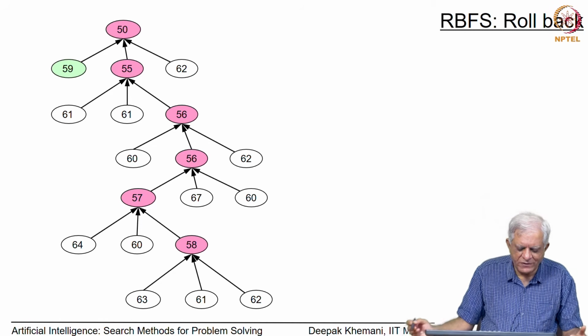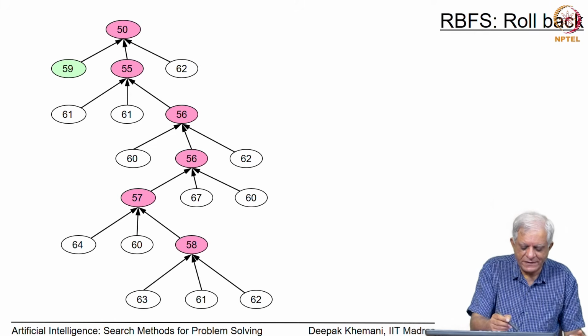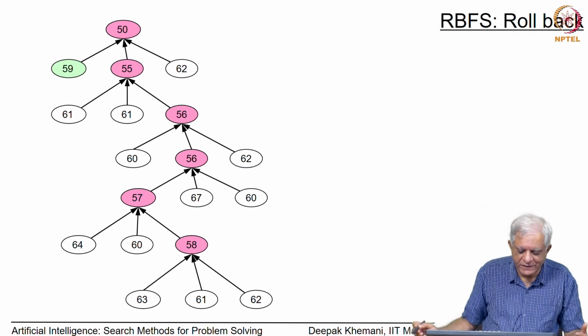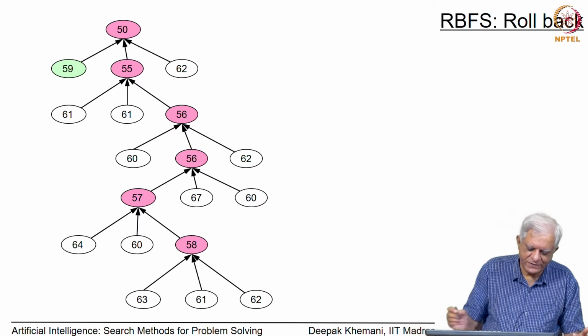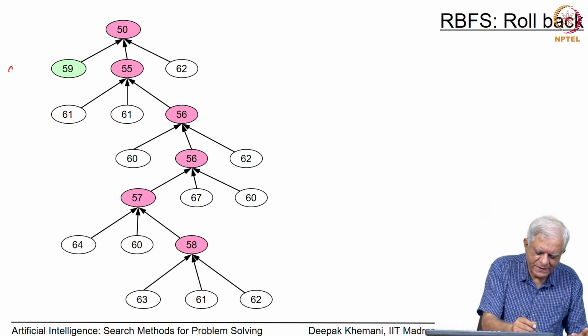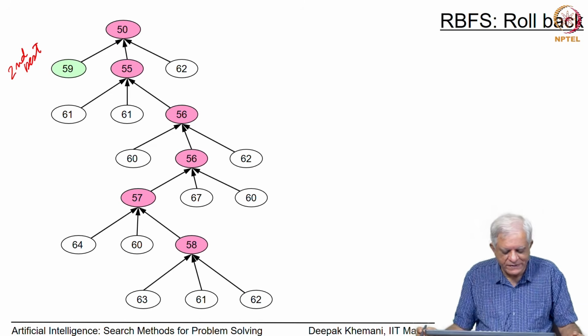So, this is a value. You start with a value of 50, then you have 3 children: 59, 50 and 82. You choose 55 there and you mark 59 as the second best. So, this one is the second best, and it is marked and we have it in this color.